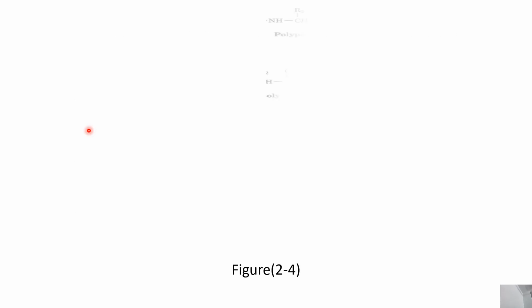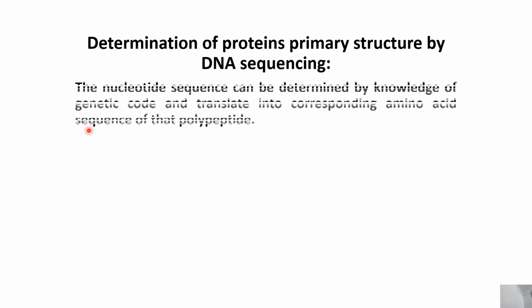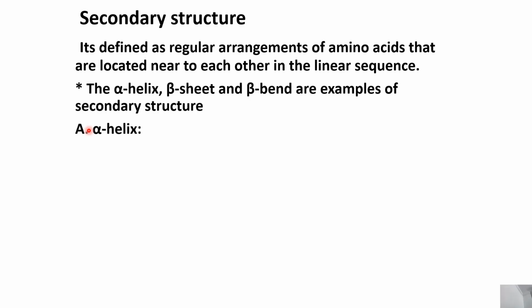We'll not go into sequencing. We have already discussed this in one of the previous sessions. Now the secondary structure is defined as regular arrangements of amino acids that are located near each other in the linear sequence.